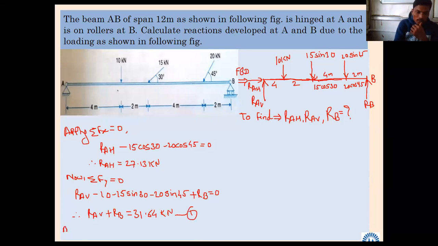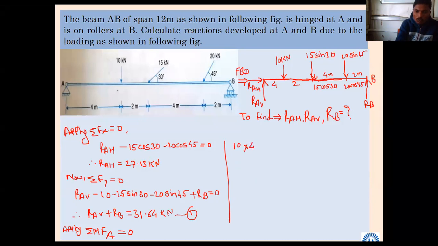Then apply summation of moment. Where have you applied summation of moment, at point A or at point B? Answer is not going to change. Shall we apply at point A so that we will get RB? Yes, sir.